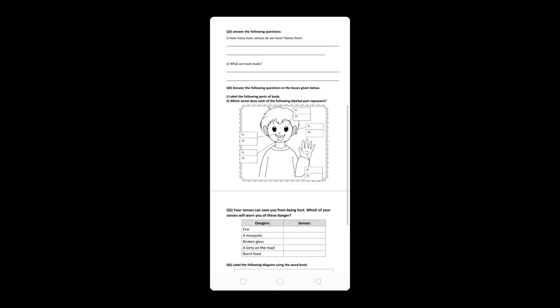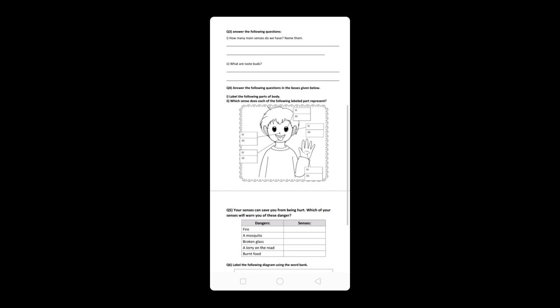Part number 2. What are taste buds? This is again a very important question, and I gave you the concept during the slide previously, so you all must be able to answer this question yourself. Moving on to question number 4. Answer the following questions in the boxes given below.